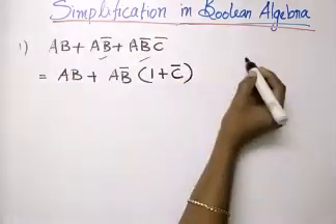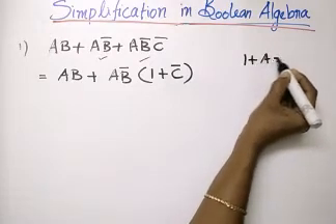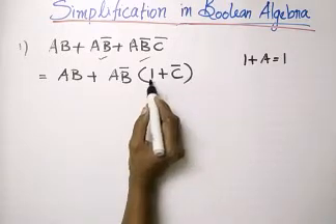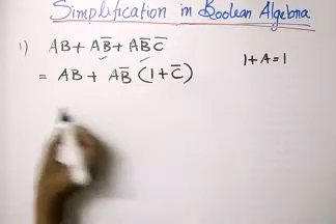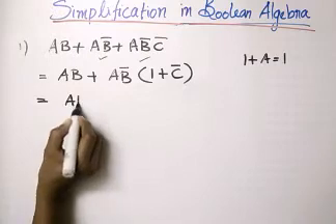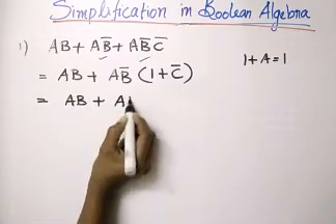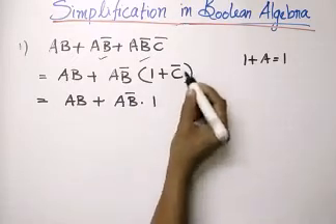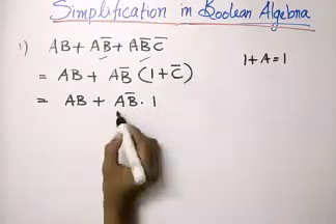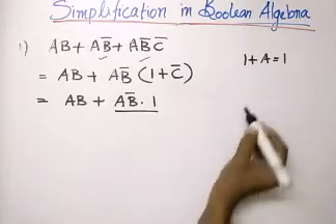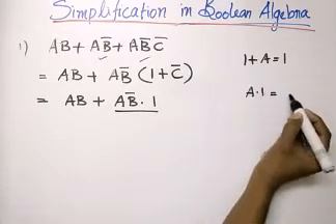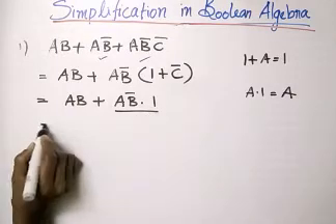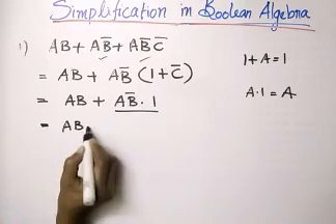We know that 1 or any variable is equal to 1. Then 1 or C' is equal to 1. So it is equal to AB or AB' and 1. It will be 1 because 1 or C' is equal to 1. Then here A into 1 is equal to A, and AB' into 1 is equal to AB'. Then it is equal to AB or AB'.